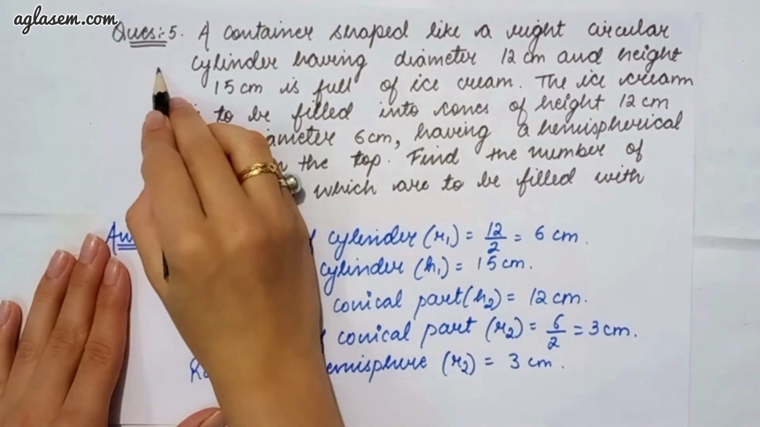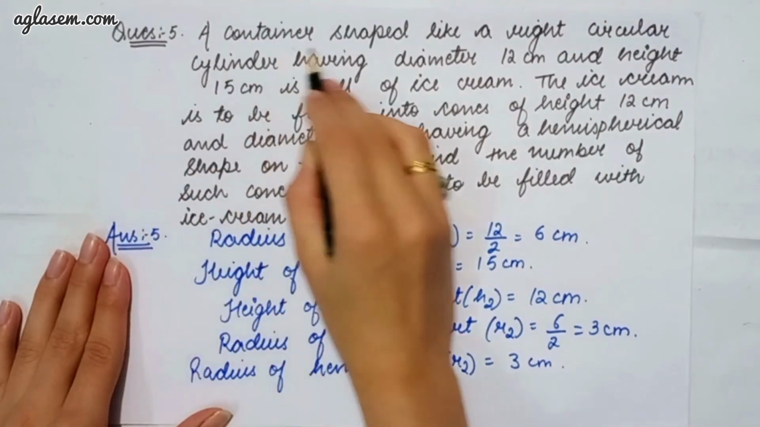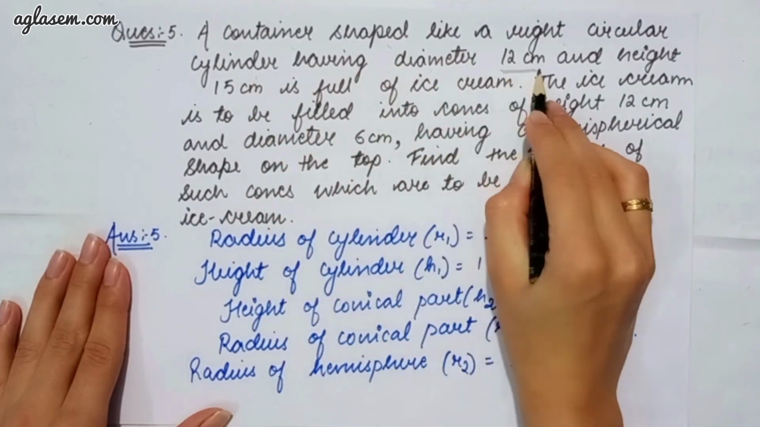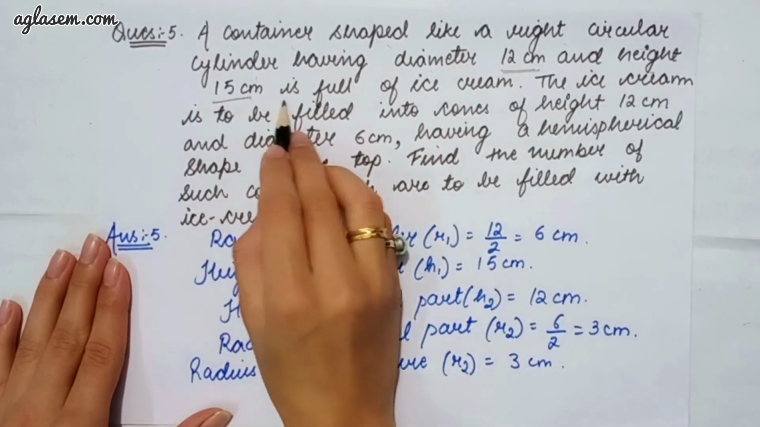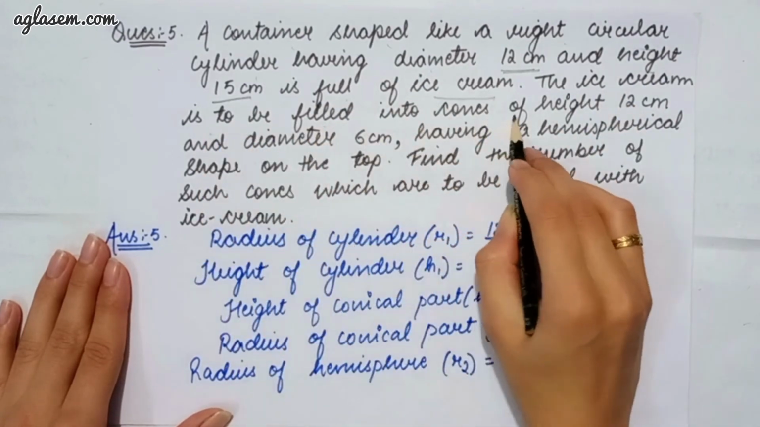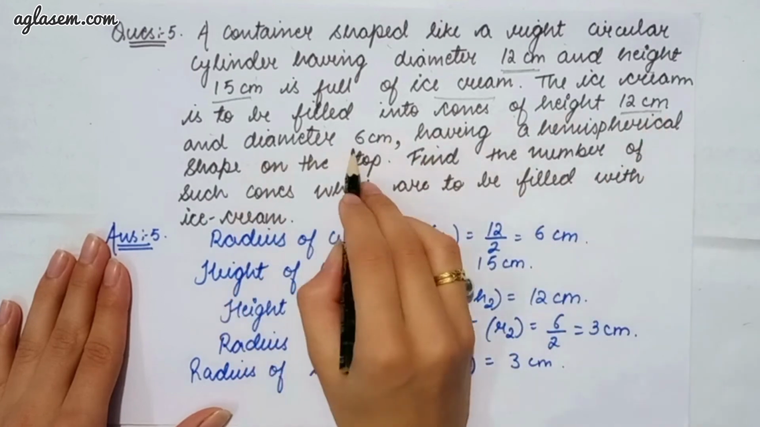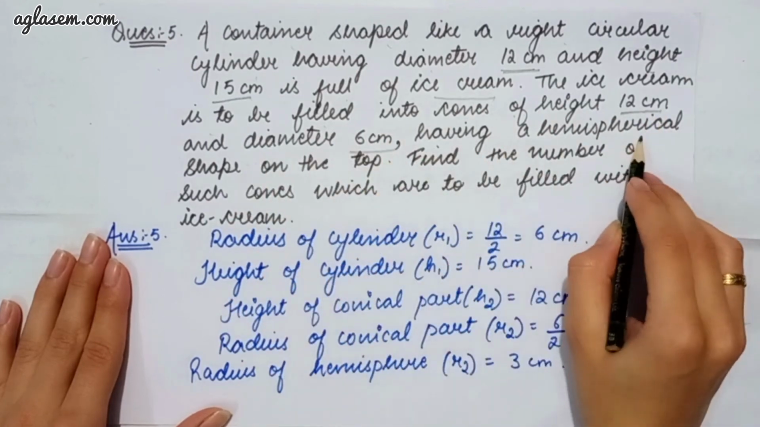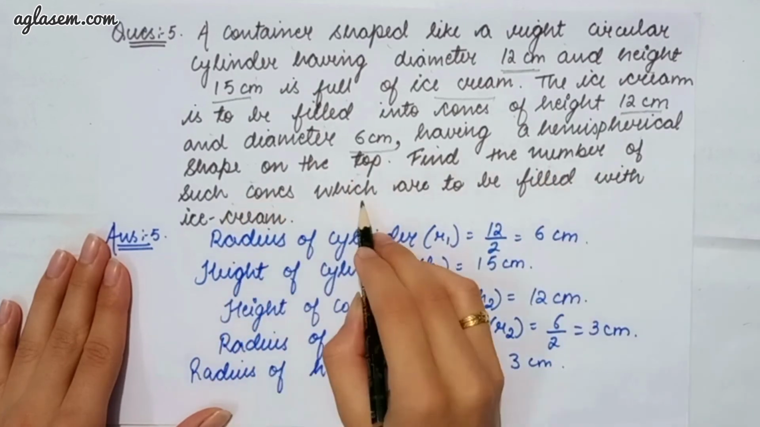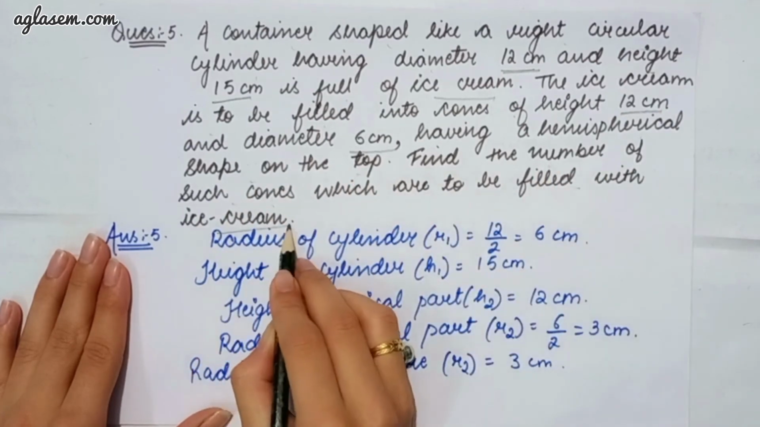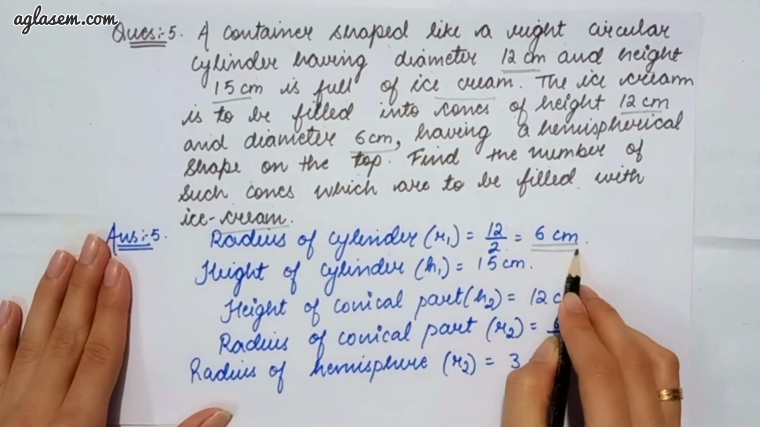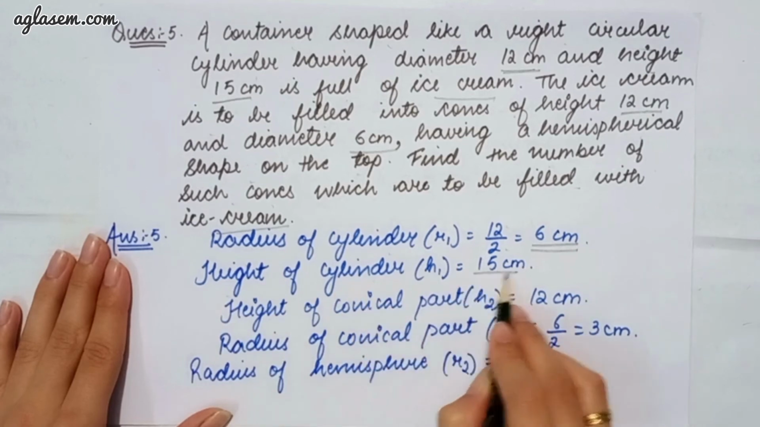Moving further to our question number 5, which says a container shaped like a right circular cylinder having diameter 12 cm and height 15 cm is full of ice cream. The ice cream is to be filled into cones of height 12 cm and diameter 6 cm, having a hemispherical shape on the top. Find the number of such cones which are to be filled with ice cream. So here the radius of the cylinder is 12 upon 2, which means 6 cm, and the height of the cylinder is 15 cm.